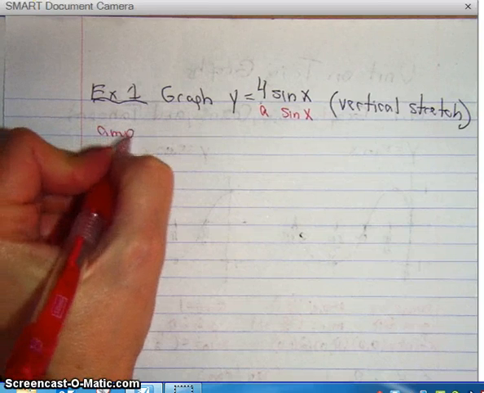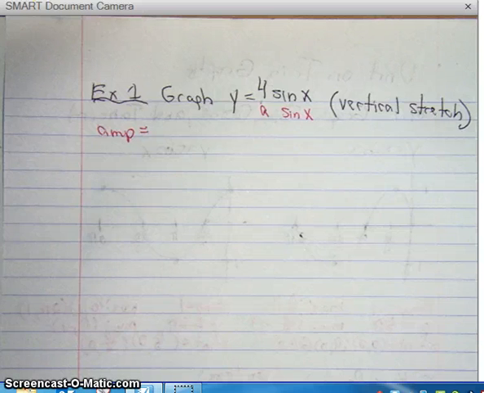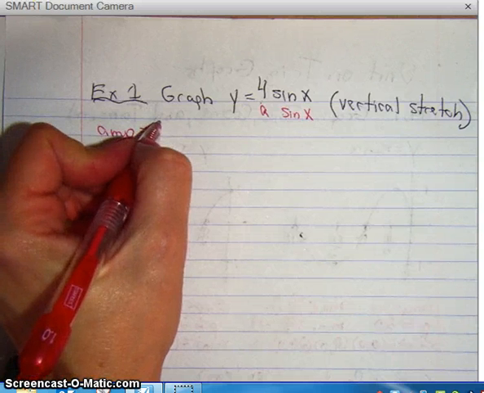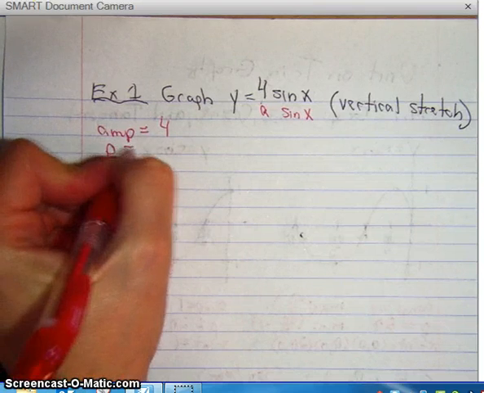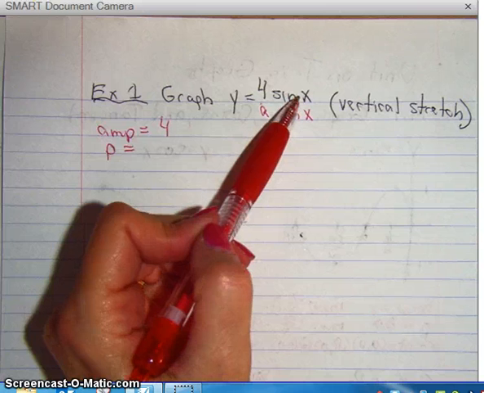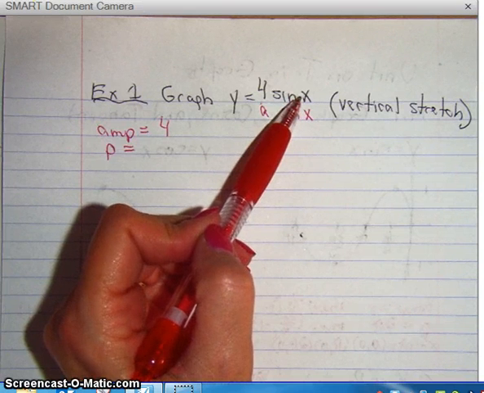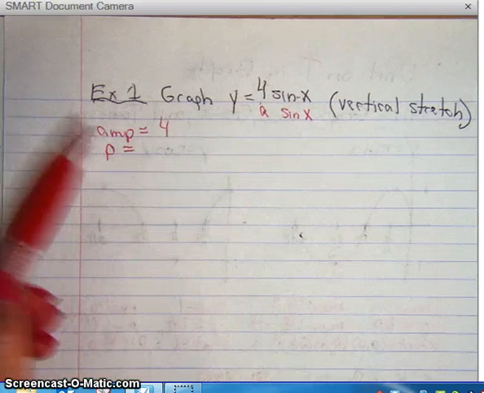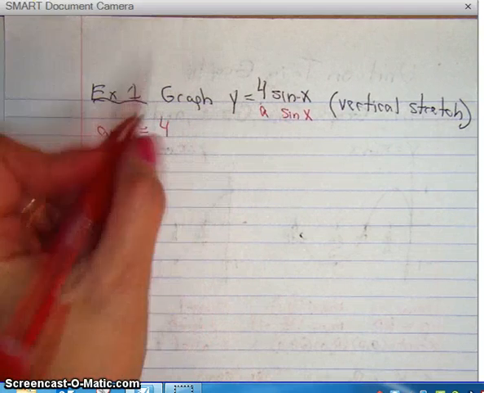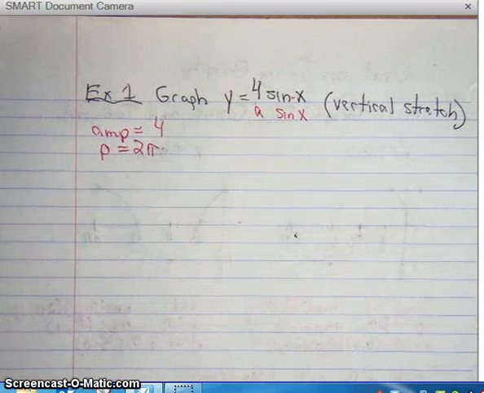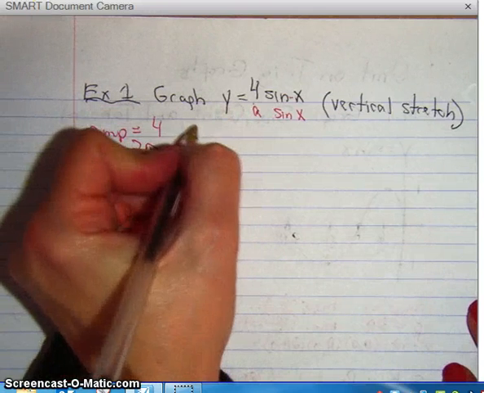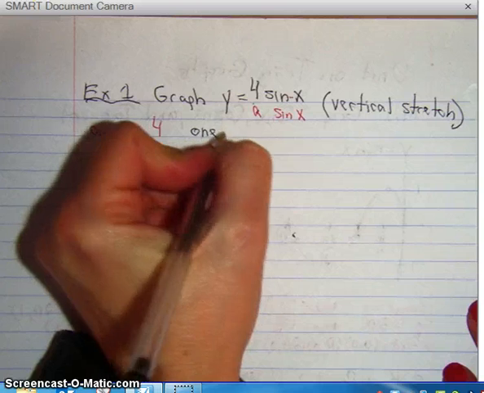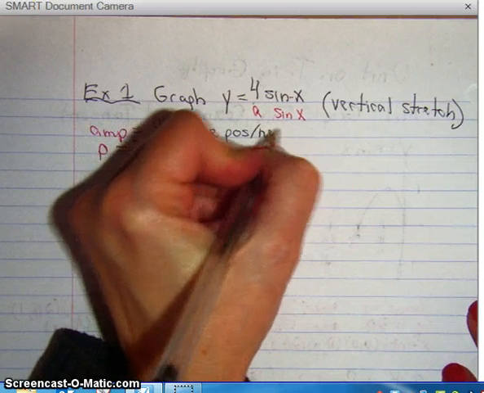Amplitude equals, Matt, what is the amplitude? 4. Very good. Autumn, period equals. Now, is there a B number in front of the x affecting period? No. So what's the normal period for sine? 2 pi. Very good. Off we go to graph. We're going to do 1 positive and 1 negative cycle.